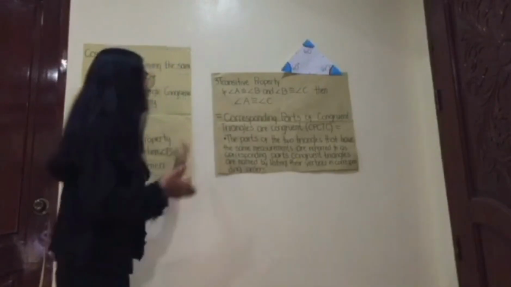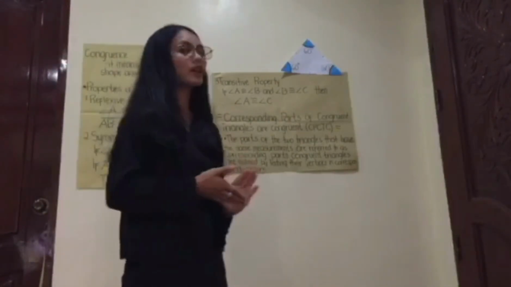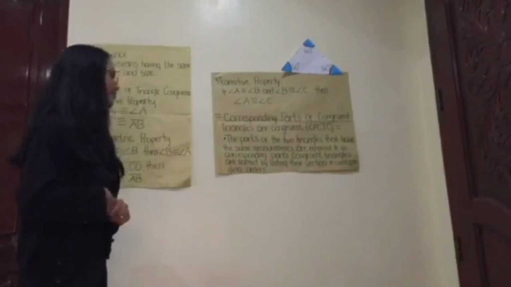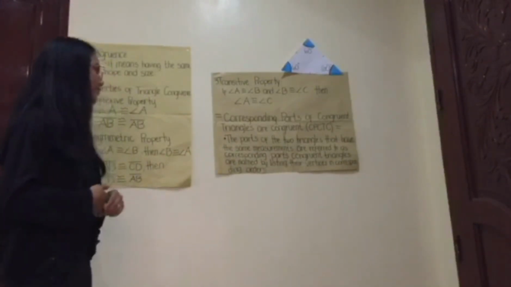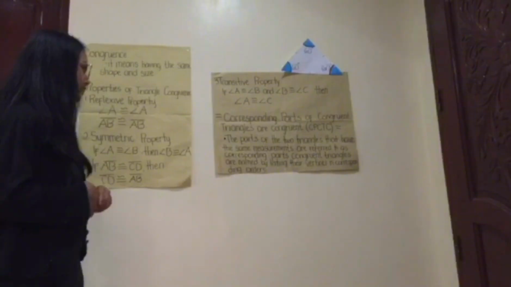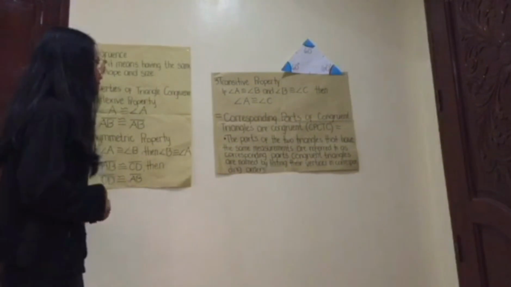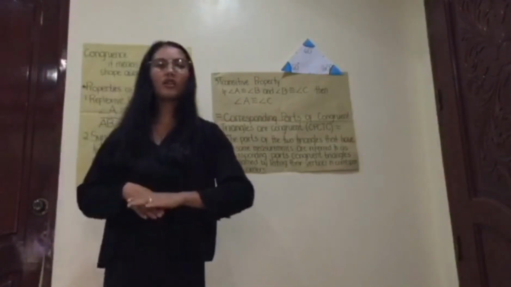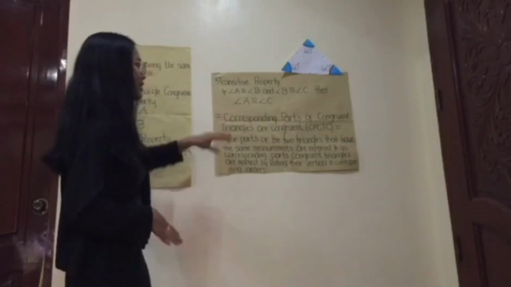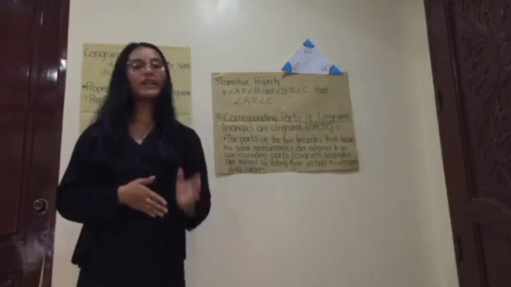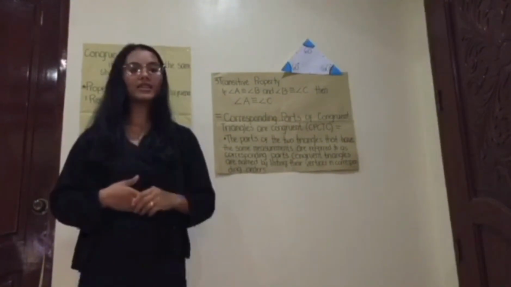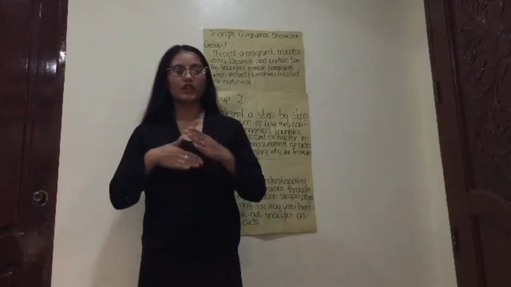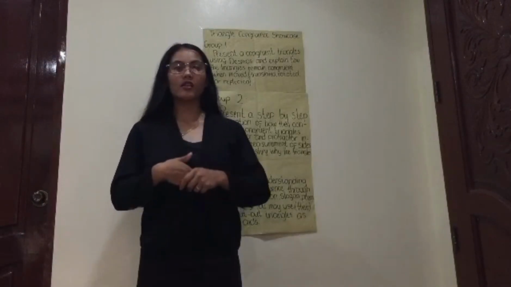Okay, very good. So now let's proceed to the corresponding parts of congruent triangles are congruent, or CPCTC. So please read. The parts of the two triangles that have the same measurement are referred to as corresponding parts. Congruent triangles are named by listing their vertices in corresponding order. Okay, so in triangle congruence, let's always remember this, CPCTC: corresponding parts of congruent triangles are congruent. So, do you have any question about triangle congruence?